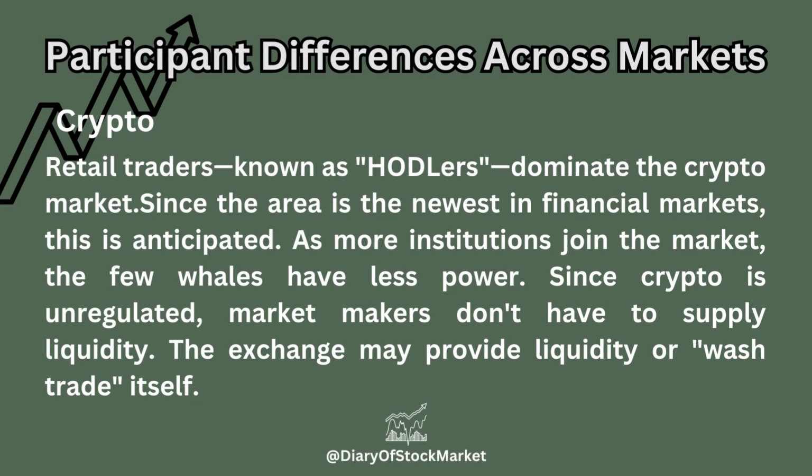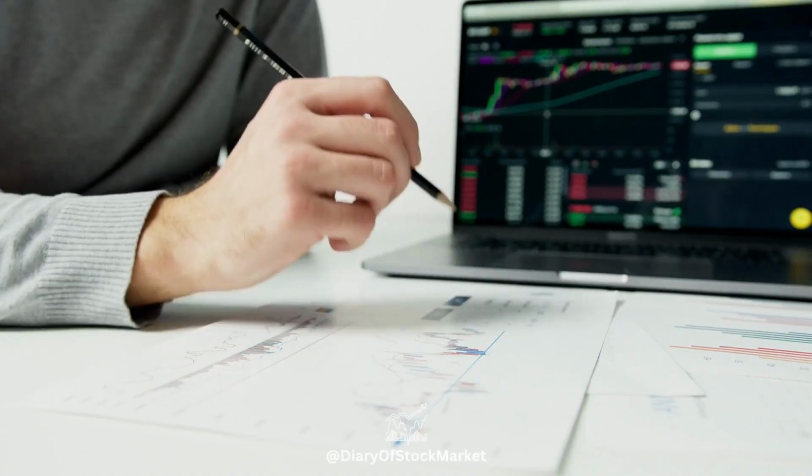Retail traders, known as HODLERs, dominate the crypto market. Since the area is the newest in financial markets, this is anticipated. As more institutions join the market, the few whales have less power. Since crypto is unregulated, market makers don't have to supply liquidity. The exchange may provide liquidity or wash trade itself.